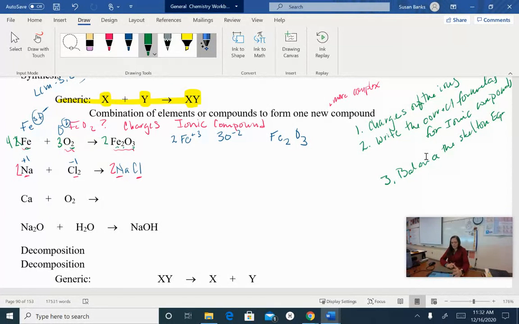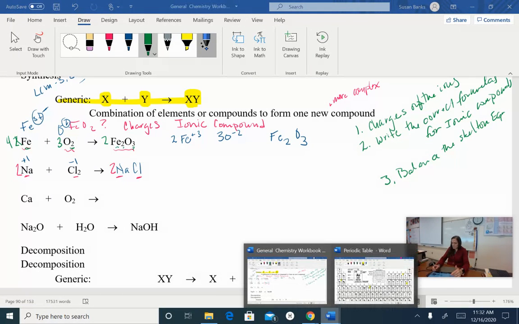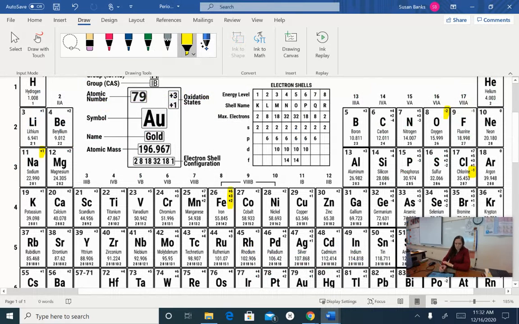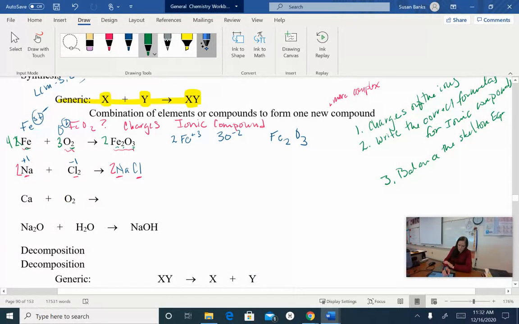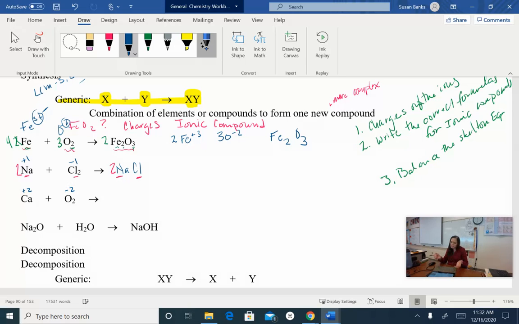So calcium and oxygen. Let's look at calcium and let's look at oxygen. Calcium's in our second column, so it will have a +2 charge, and oxygen has a -2 charge. So let's put in those charges here. So we have a +2 and we have a -2. So what ratio am I going to need? +2 plus -2 does equal 0, so I just need 1 of each. So 1 calcium, 1 oxygen.